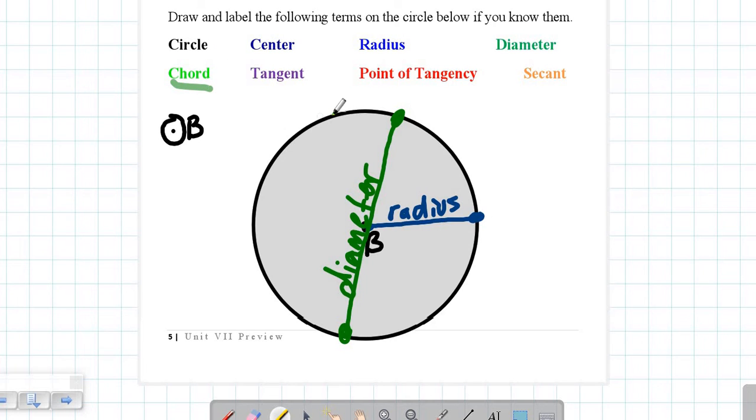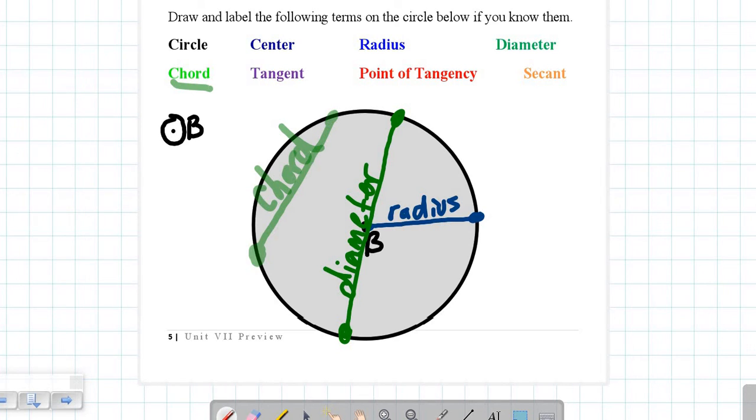A chord is a segment whose endpoints are on the circle. That would be a chord. So all diameters qualify as a chord, but not all chords are a diameter.